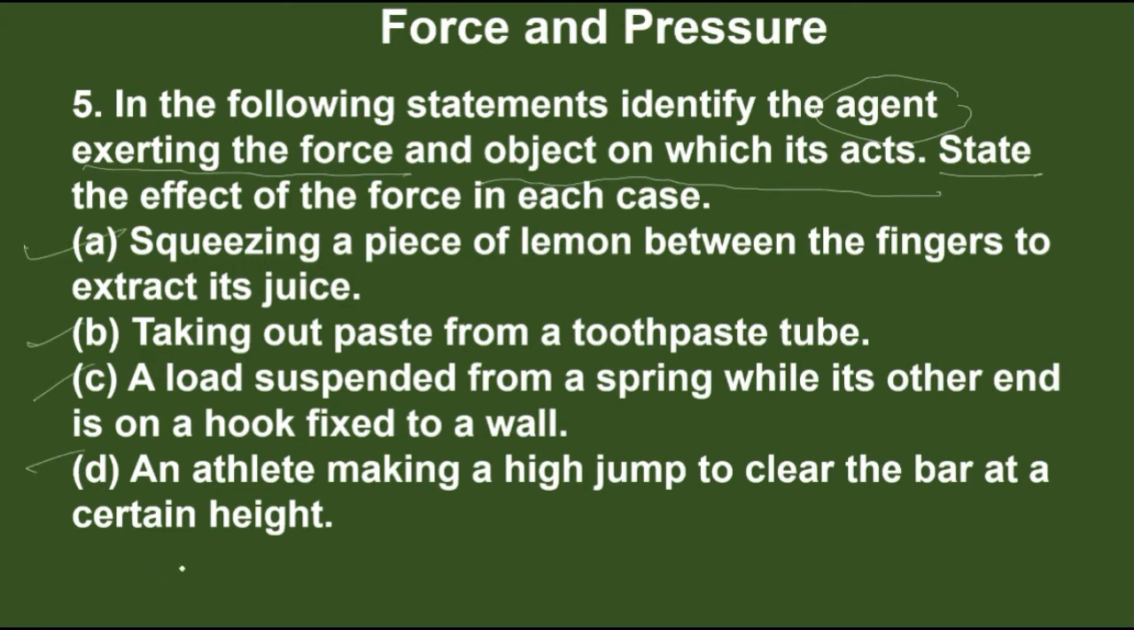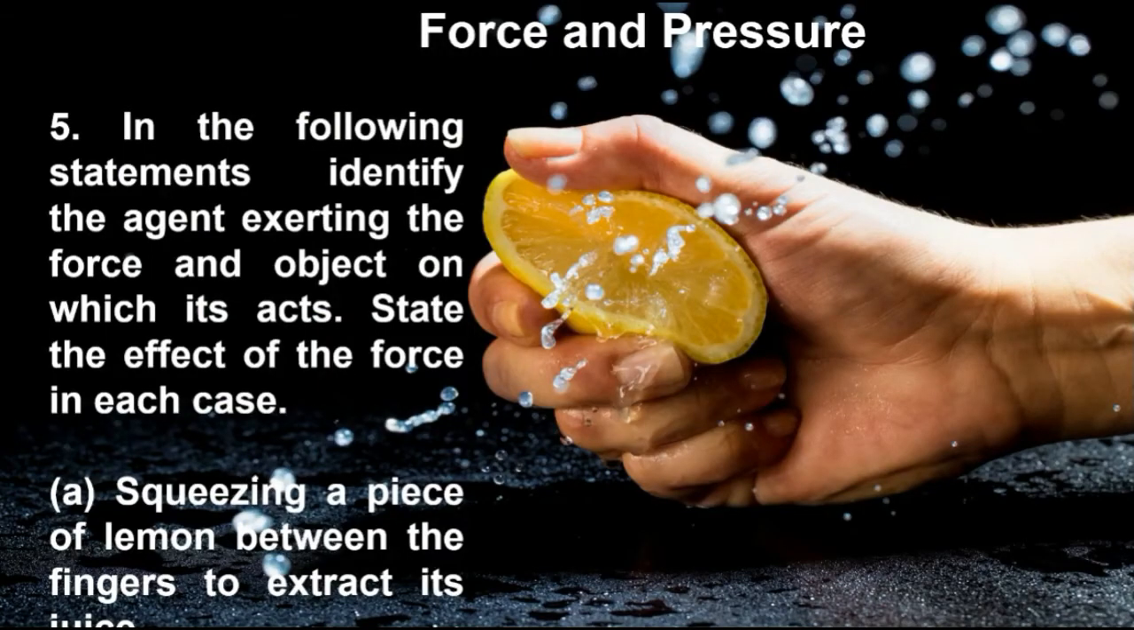Four options, four situations are given. The first situation, here we go, squeezing of lemon. What happens when we squeeze the lemon? The juice comes out, lemon juice, right? Now who is applying a force? A person? It is better to say fingers. Agent is fingers. Where do we apply? Actually between the fingers we keep the lemon and then squeeze it, right? So the agent which has applied the force is fingers, right?